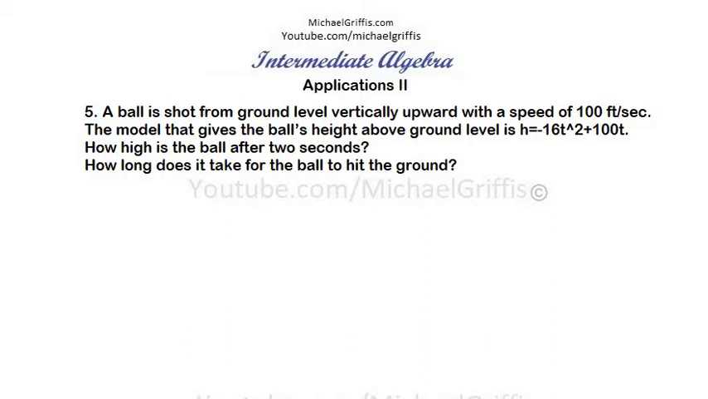All right. So I'm just going to go ahead and rewrite this model. H is equal to negative 16 t squared plus 100t.